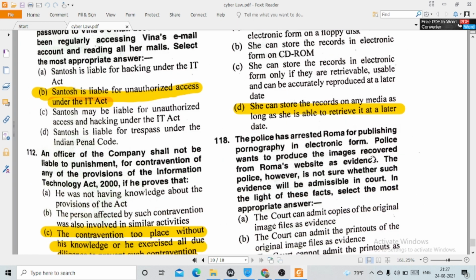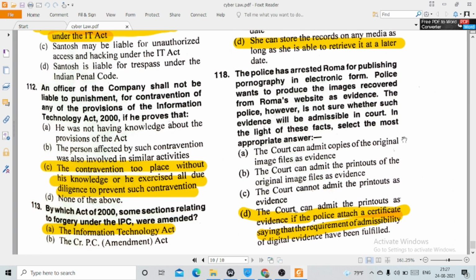Then question number, this is the last question, 118. The police has arrested Roma for publishing pornography in electronic form. Police wants to produce the images recovered from Roma's website as evidence. The police, however, is not sure whether such evidence will be admissible in court. In the light of this fact, select the most appropriate answer. This is option number D. The court can admit the printouts as evidence if the police attach a certificate saying that the requirements of admissibility of digital evidence have been fulfilled.